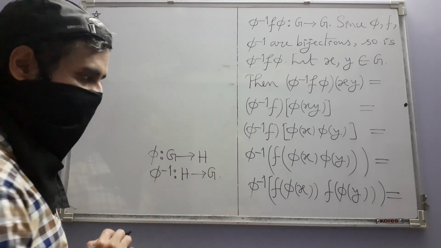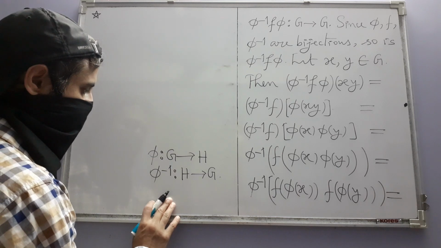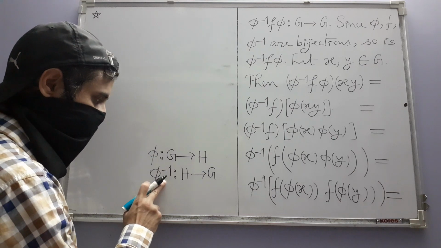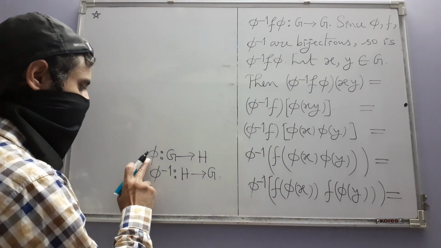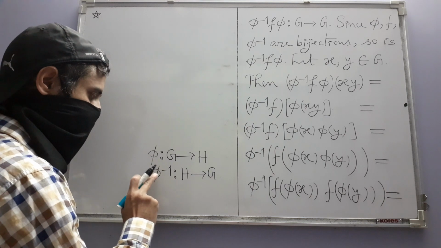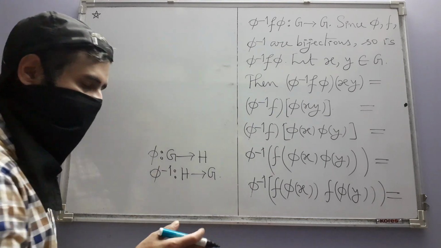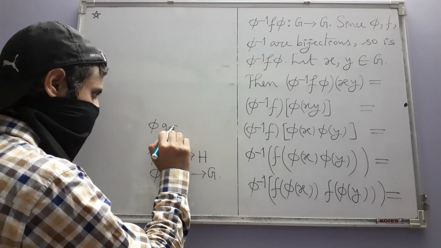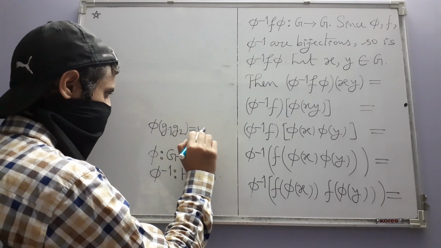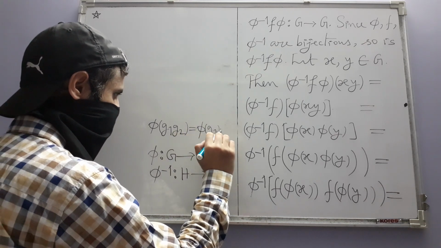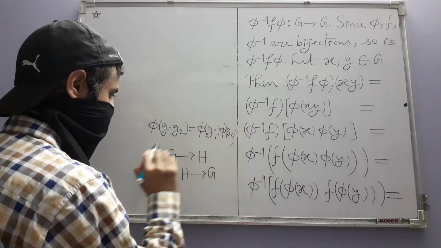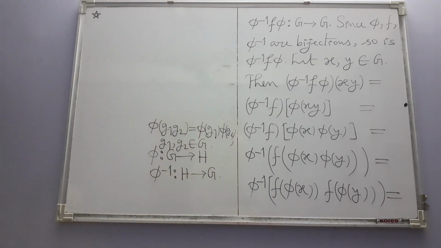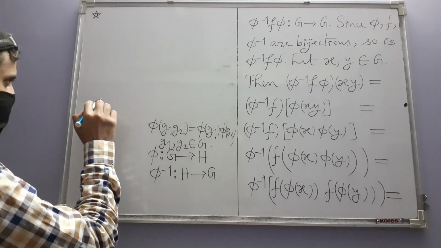Now phi respects the binary operation. Does phi inverse also respect the binary operation? We already know from the properties of functions that because phi is bijective, phi inverse as a function is also bijective. But phi respects this rule: phi of G1 times phi of G2, where G1 and G2 are coming from G. Is this the same thing for phi inverse? It is.